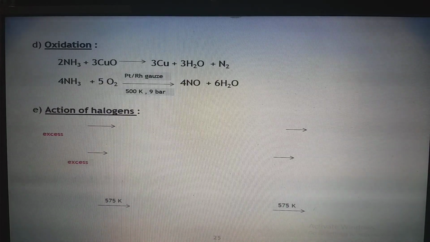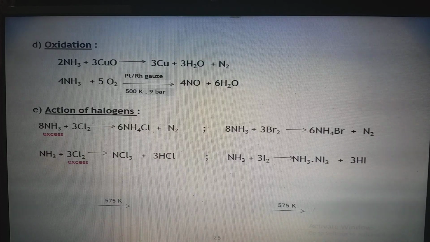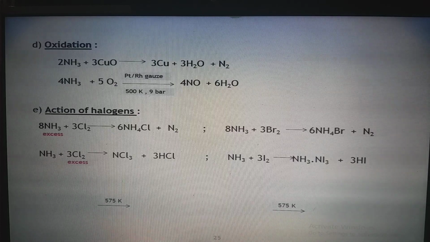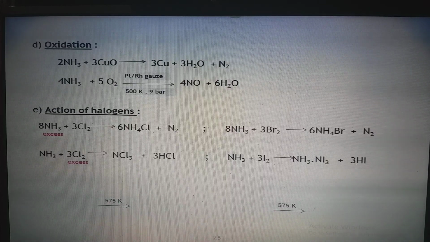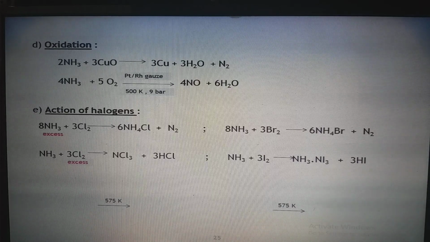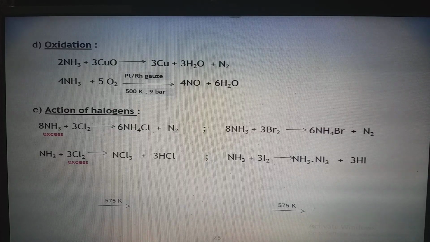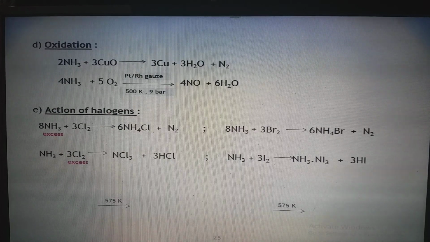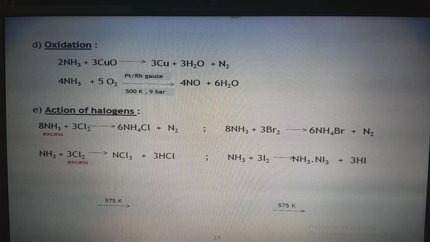Action of halogens. The reaction of halogens with ammonia will depend upon the concentration of ammonia and halogens. If ammonia is taken in high concentration, then free nitrogen is liberated along with the salt of halogen. If the halogen is taken in high concentration, then the corresponding hydrohalic acid is produced and nitrogen halide is produced. For example, we can see that 8NH3 plus 3Cl2 gives you 6NH4Cl plus N2. In this reaction, the ammonia is taken in excess.